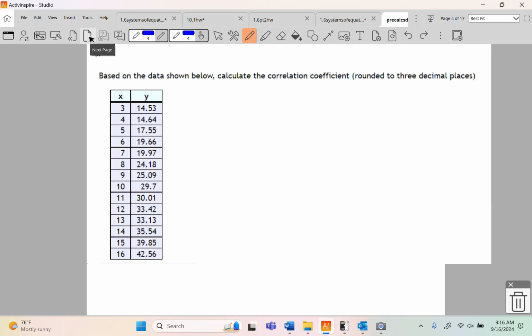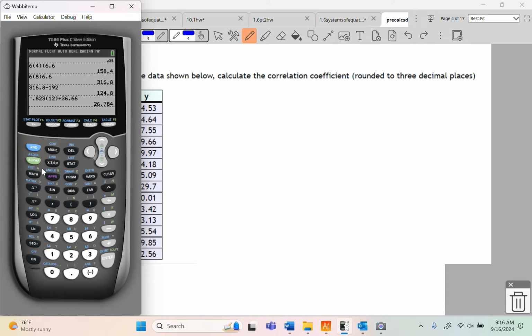All right, based on the data below, calculate the correlation coefficient. Your calculators will have been reset. You'll have to go to second 0, scroll to diagnostics on. I'm gonna hit that key right there because it has the D. And then just scroll down a little bit. Diagnostic on, enter, enter. See, we're gonna go to stat, edit.